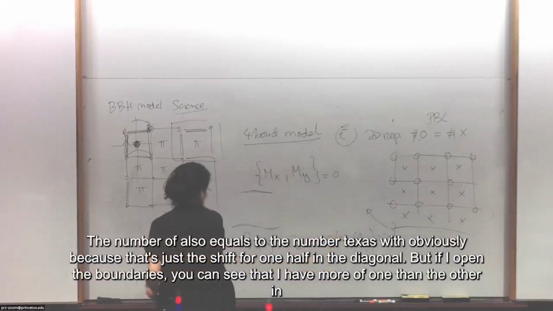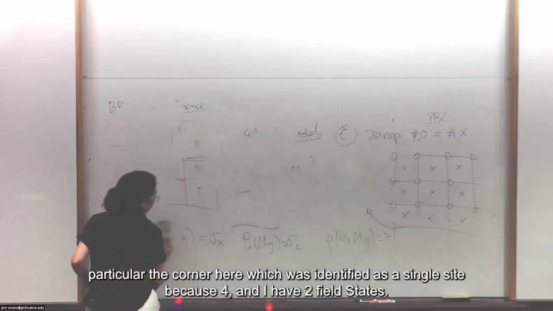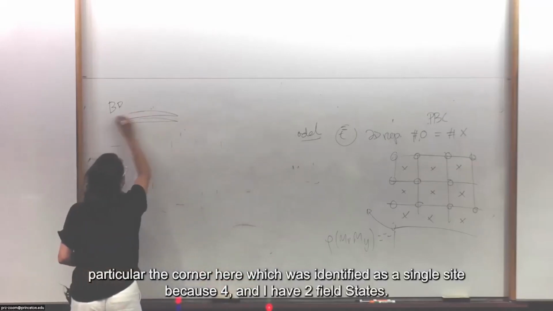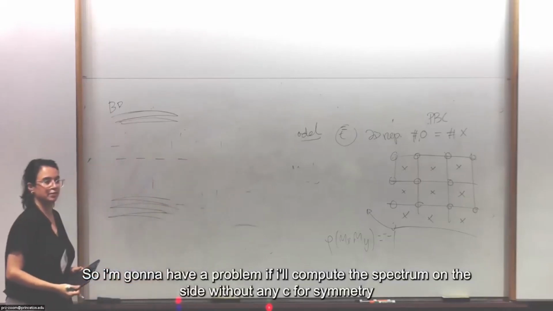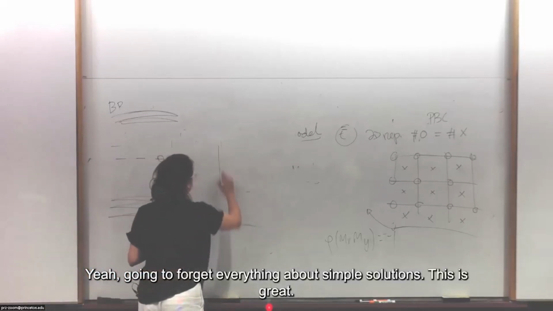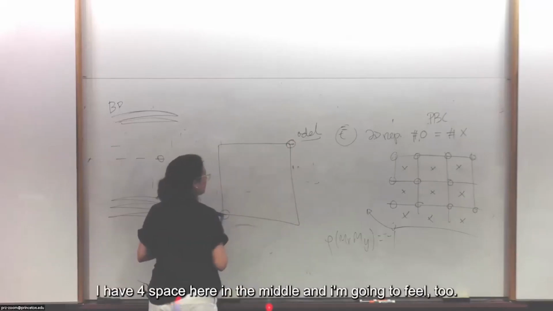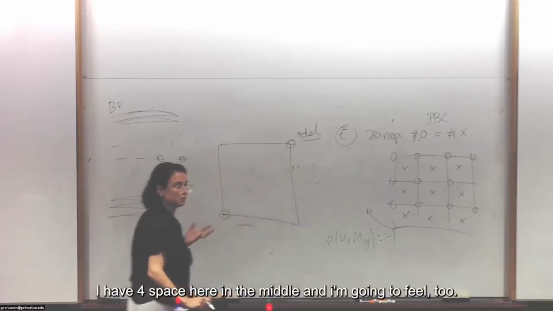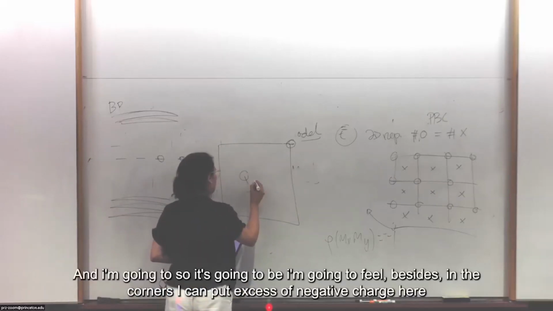If I compute the spectrum of this without any C4 symmetry, and I forget everything about Hamiltonians, this is great. I have 4 states here in the middle, and I'm going to fill 2. I'm going to fill these states in the corners. I can put excess of negative charge here, or I can put negative charge there or there. I can choose my way. But I will have no polarization, but I will have a quadrupole moment.